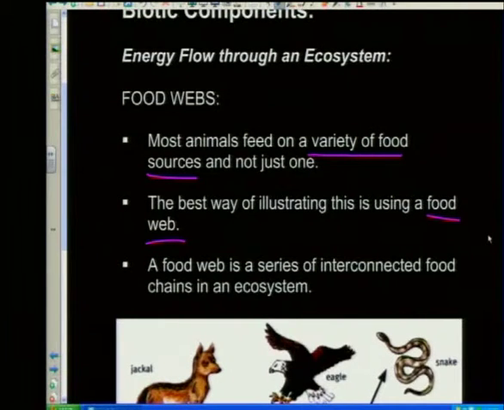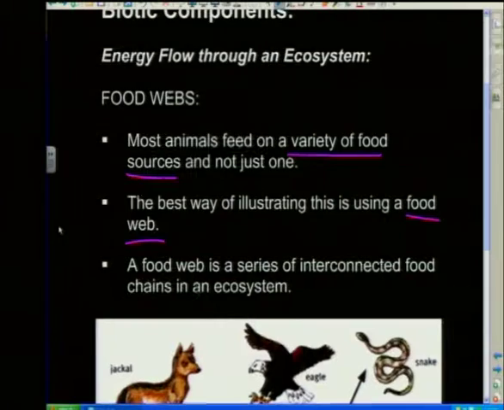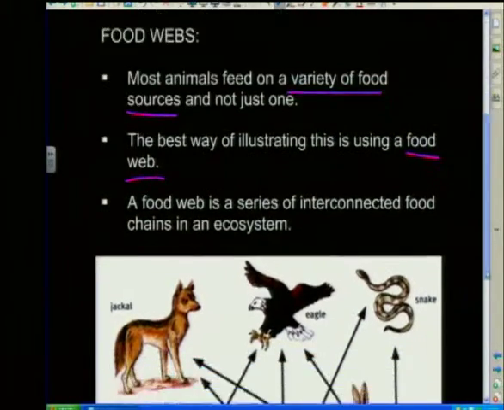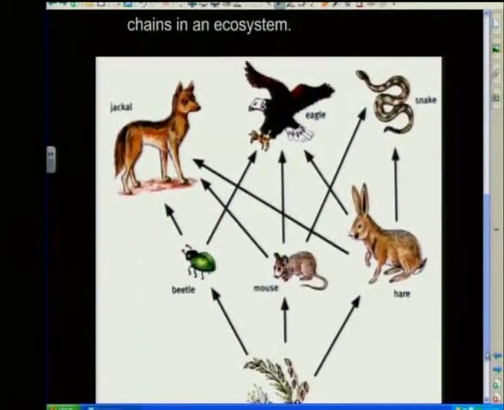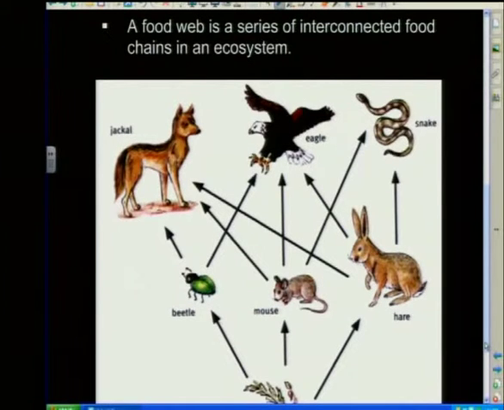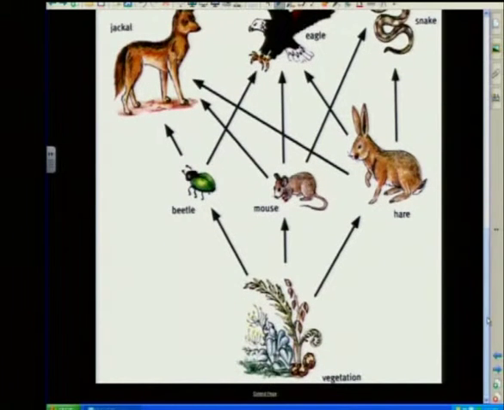Okay, let's look at this food web here. If we were to define a food web, we'd say that a food web is a series of interactions or interconnected food chains in an ecosystem that illustrate how energy is passed on from one trophic level to the next. In this food web, we see several food chains.